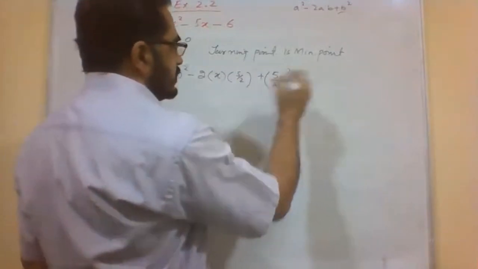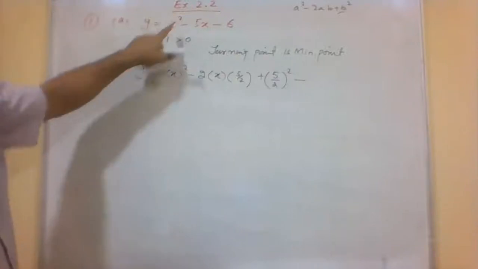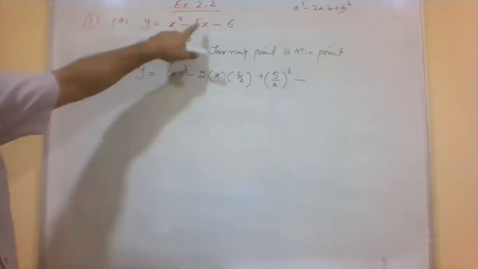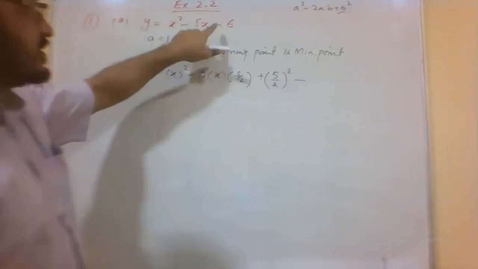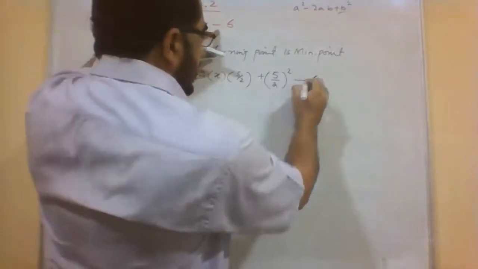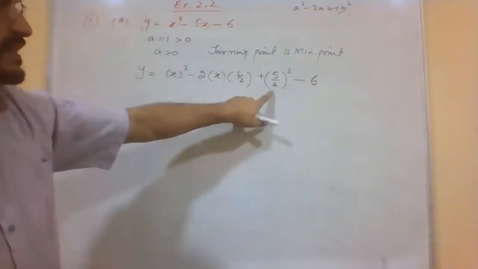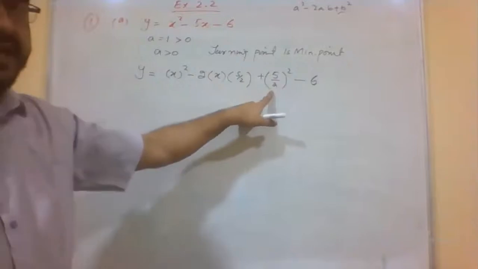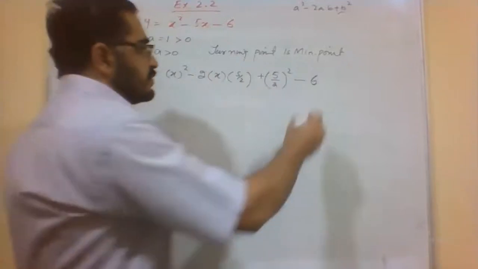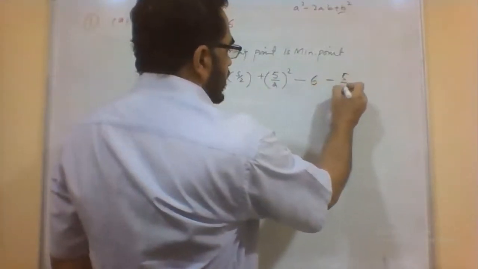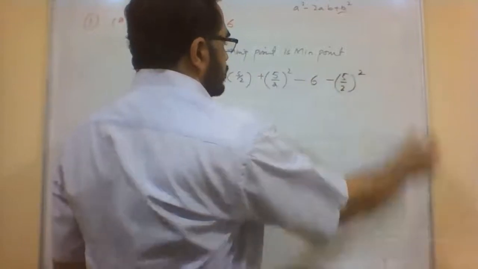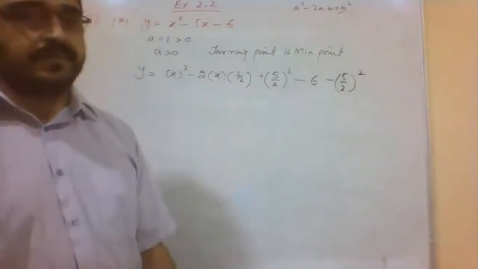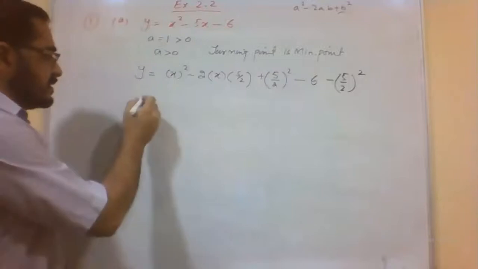After that, this minus 6 is remaining as it is, and 5 by 2 whole squared we are writing extra, so we have to subtract the same 5 divided by 2 whole squared also. Now we will simplify.